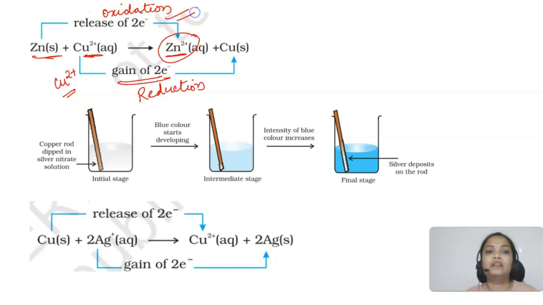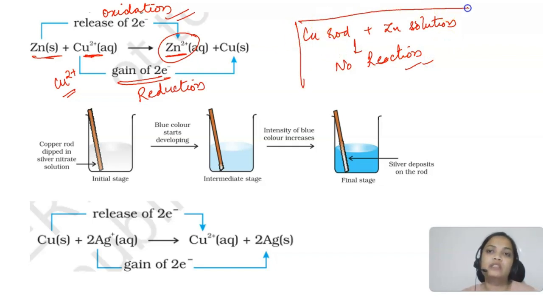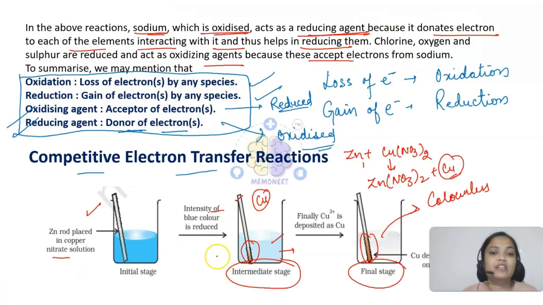All right. But if I take the reverse of this reaction, let's say I take a copper rod and dip it in some zinc solution, the reaction will not happen. Okay. So that is in accordance with the electrochemical series that we have also studied. In this case, the equilibrium will favor the formation of zinc ions. So as more and more zinc ions are getting formed, copper ions are getting converted to copper. That is why the blue color of the solution is getting faded.